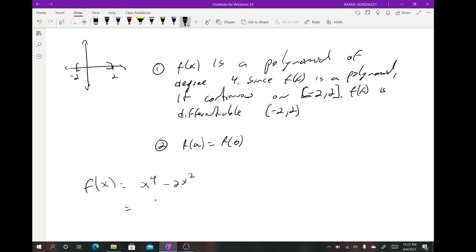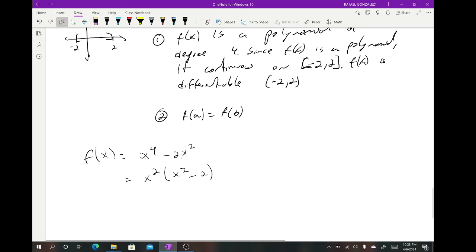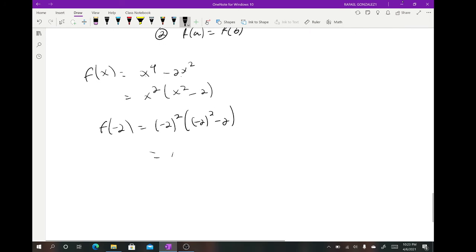So let's see. I could factor from here x squared. So we factor out an x squared, I'm left with x squared minus 2. Okay? Now I can actually evaluate this at f of -2, which means that I have -2 squared times -2 squared minus 2. Well, that is equal to 4 times 4 minus 2. But this is equal to 8 because 4 times 2 is 8.